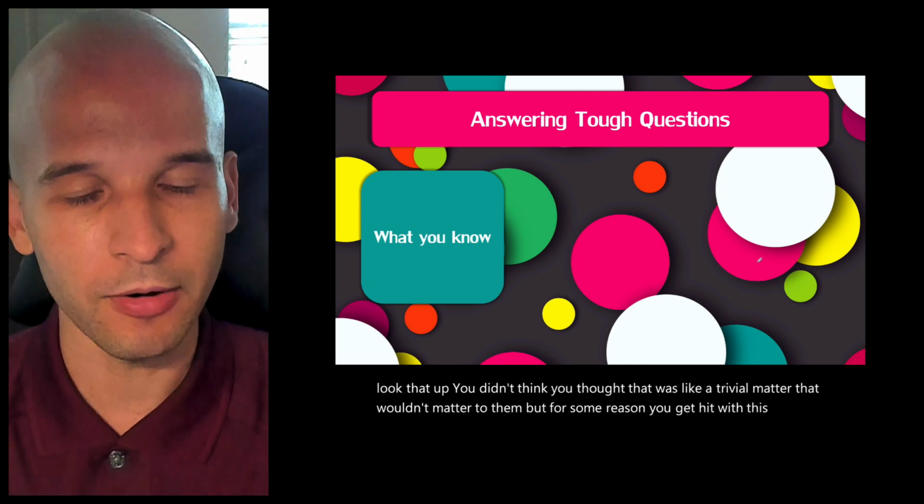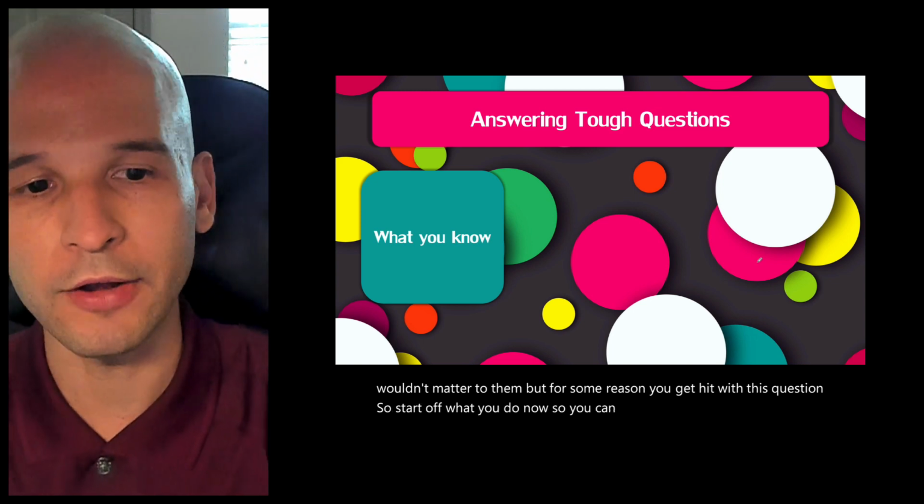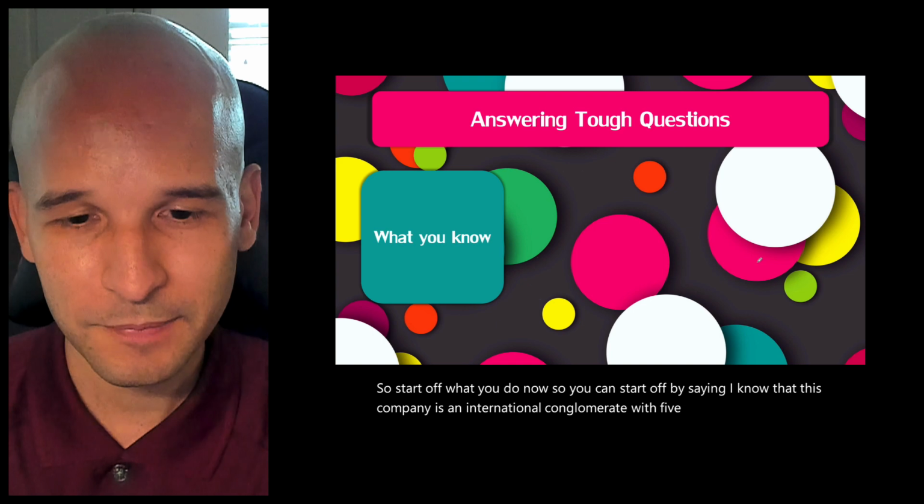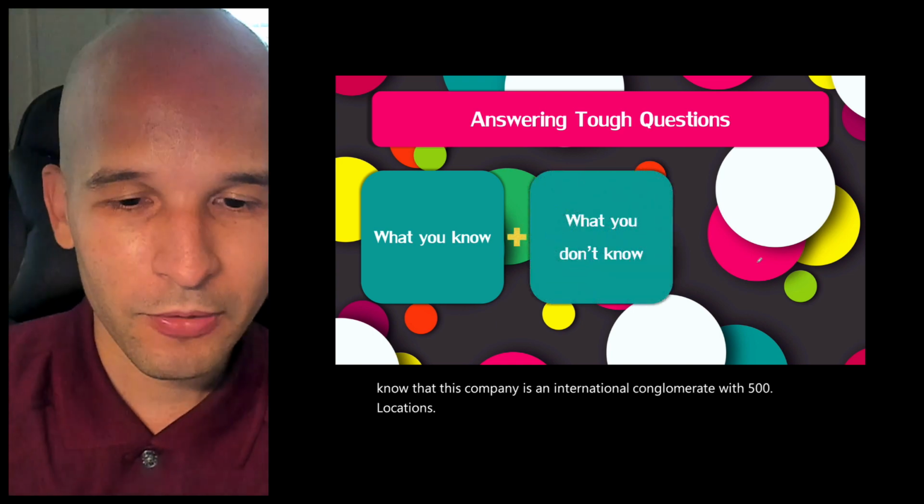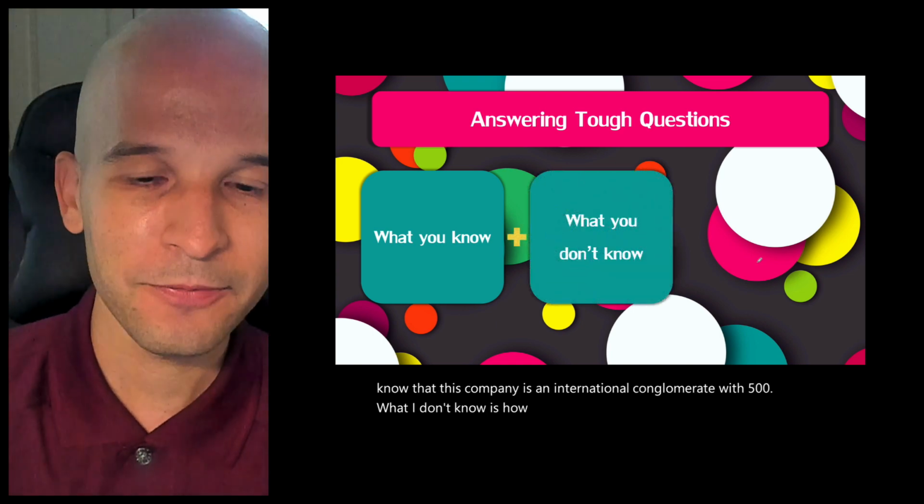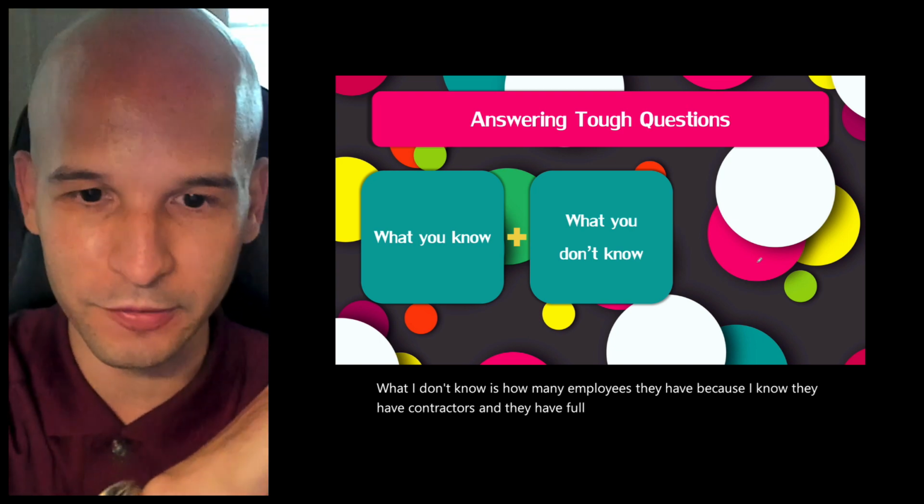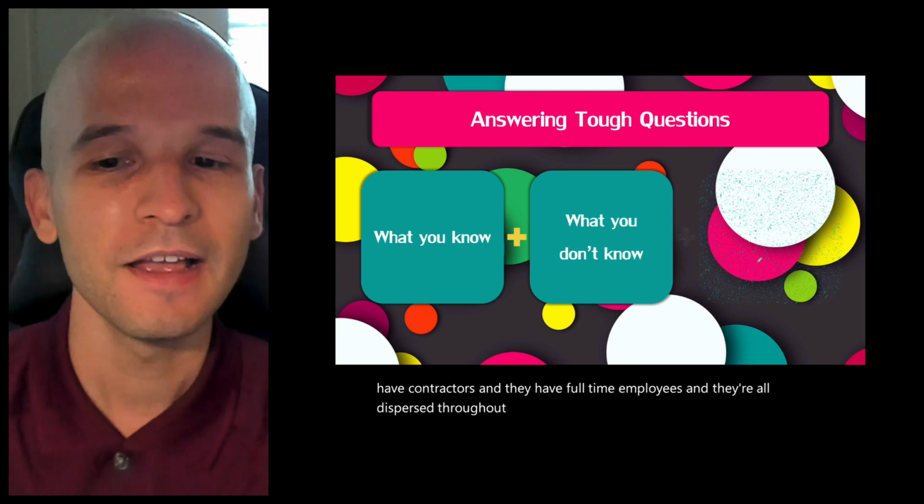So start with what you do know. You can start off by saying, I know that this company is an international conglomerate with 500 locations. What I don't know is how many employees they have, because I know they have contractors and full-time employees, and they're all dispersed throughout multiple locations.